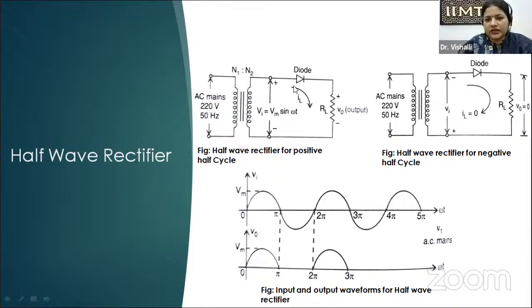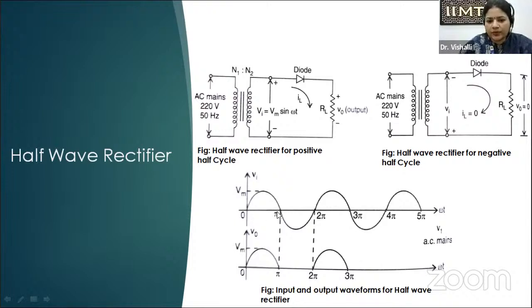But we will assume here that there is a negligible voltage drop across the diode, so that the input voltage which we are applying in is obtained at the output end. So during the positive half cycle, that is from 0 to pi, we are getting the output, the lower sine curve, representing the output waveform of the half wave rectifier.